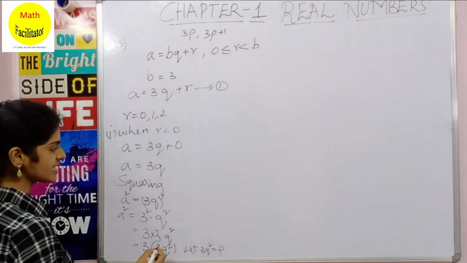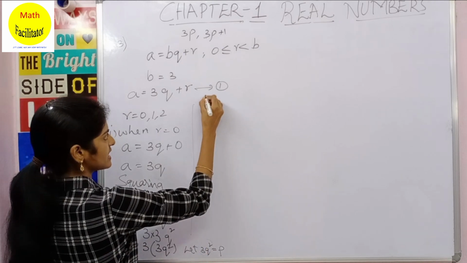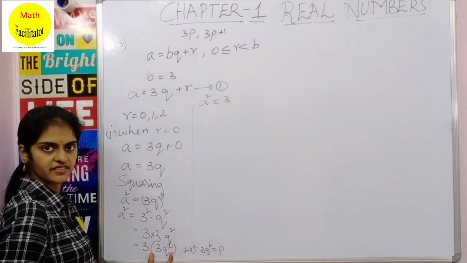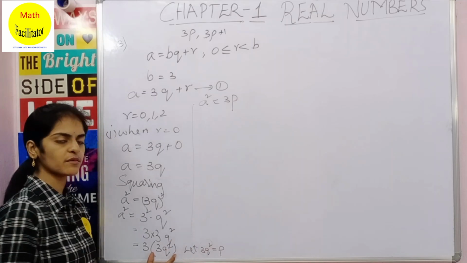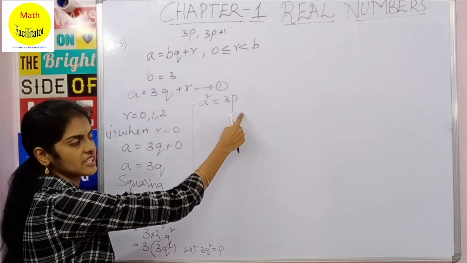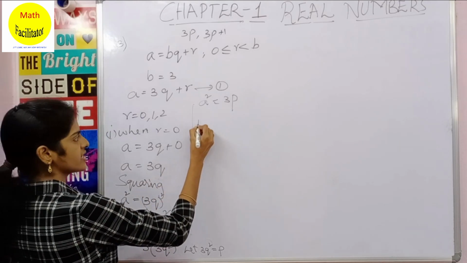Now what is a square? A square is nothing but 3 times this, and this is p, we have considered this as p, so a square is nothing but 3p. So the square of any positive integer is of the form 3p. You have proved this. Now what is case 2?